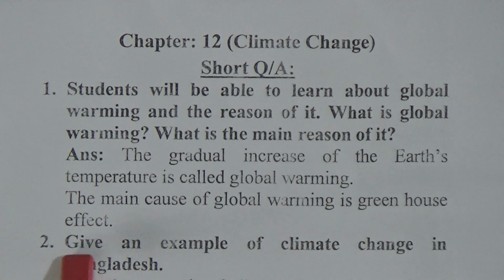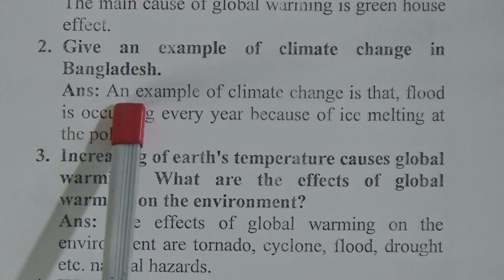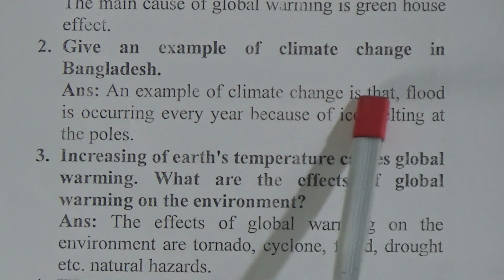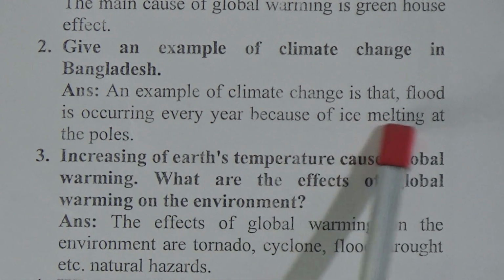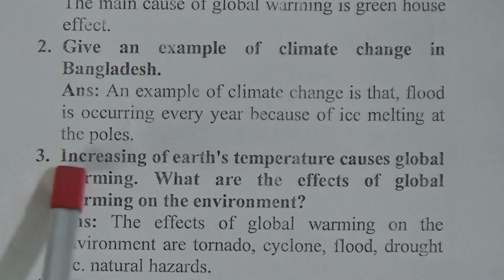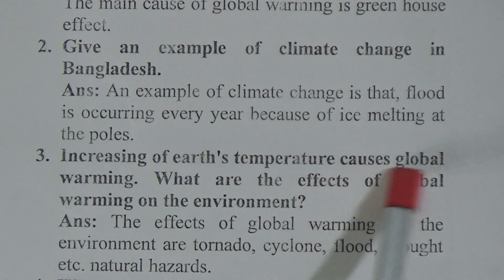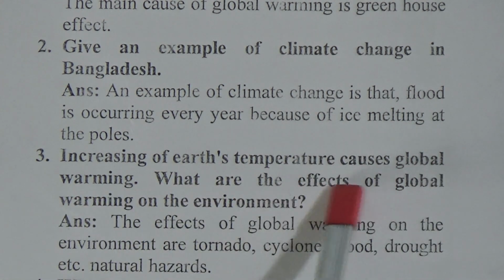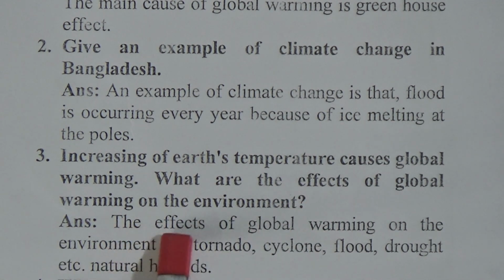The next question is, give an example of climate change in Bangladesh. The answer is, an example of climate change is that floods are occurring every year because of ice melting at the poles. Dear students, next question is, increasing the Earth's temperature causes global warming. What are the effects of global warming on the environment? The answer is, the effects of global warming on the environment are tornado, cyclone, flood, drought, etc.